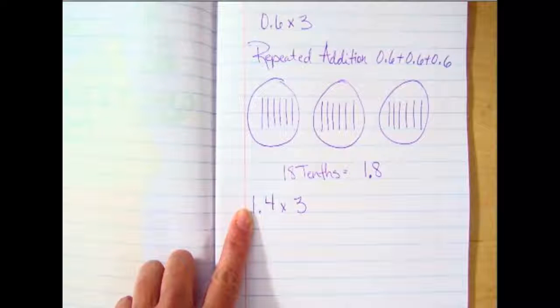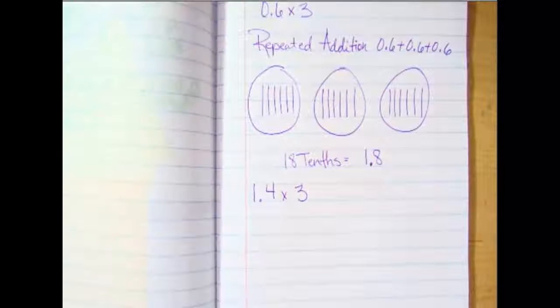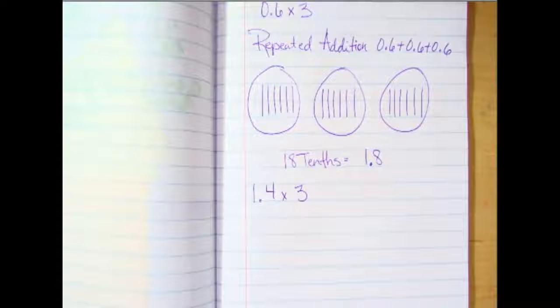Abby? Draw 3 circles and put 1 and 4 tenths in each one. Not 1 4, 14 tenths. I could, but there's something else that'll make it shorter. Otherwise, I'm drawing a lot of tenths. AJ? 100? It's actually not 100.